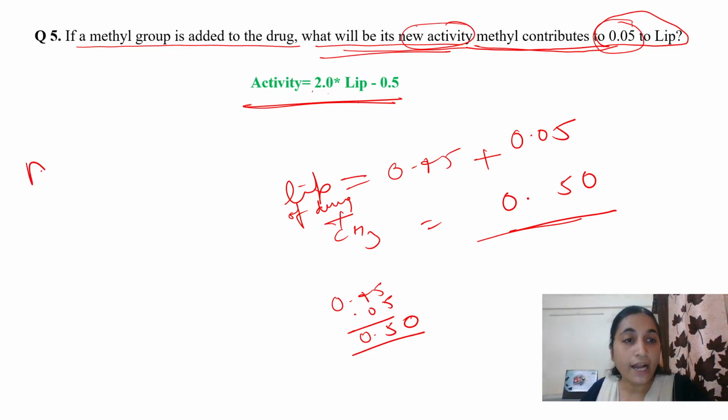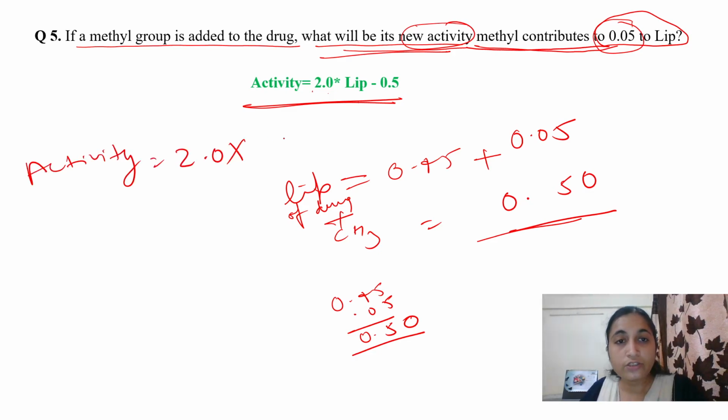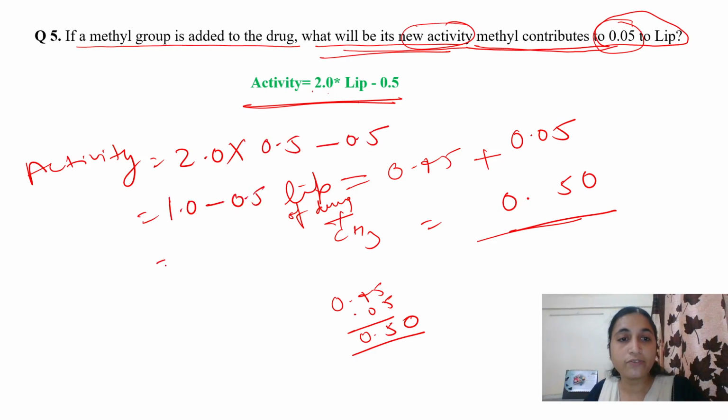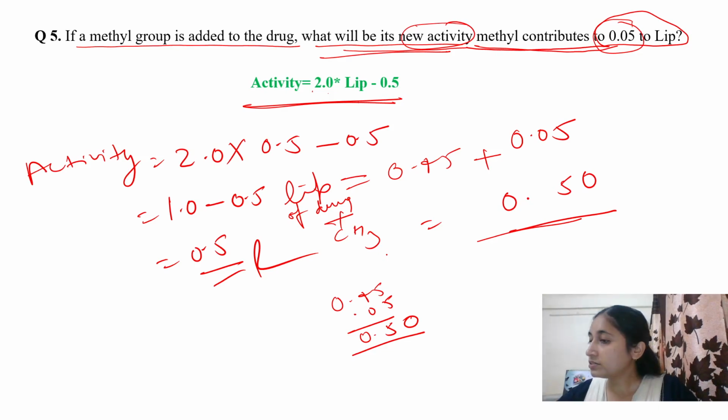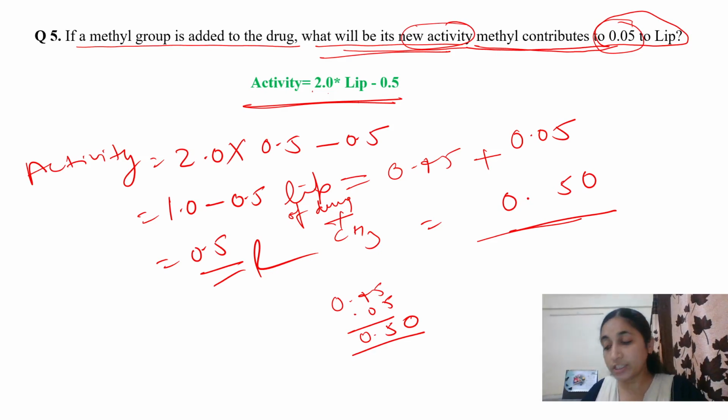So now the activity equals 2.0 into 0.5 minus 0.5. So this will be 1.0 minus 0.5 equals 0.5. This will be the answer. Right? You all are okay with this question?